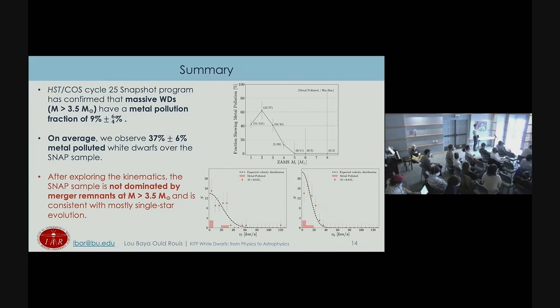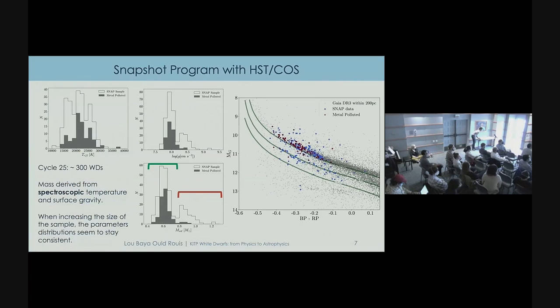So diffusion times change for different masses and different temperatures, but the sample is pretty hot and pretty bright. And for the massive ones, I have this number that might be of help. For 20,000 Kelvin white dwarfs of 0.8 solar masses, it takes about a day for the silicon to diffuse. So if we're seeing silicon, it's most likely currently accreting.